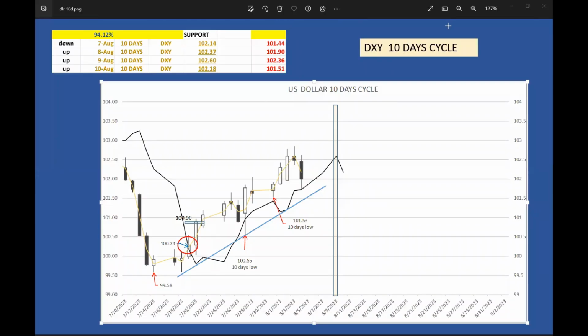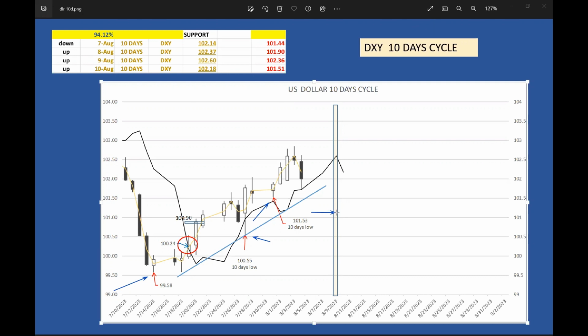Let's start now with the shorter term. The 10-day cycle. The last short-term important low was on July 14 at 99.58. Since this low, we completed two 10-day cycles. The last one was on July 31st, and the current one is scheduled to end this week, Monday or Tuesday.